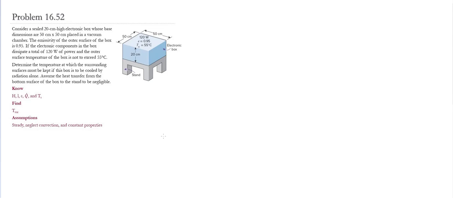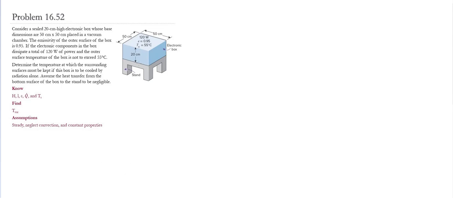We need to determine the temperature at which the surrounding surface must be kept if the box is to be cooled by radiation alone. Assume that the heat transfer from the bottom surface of the box to the stand is negligible. Note that it says that the box is placed in vacuum, which immediately tells you that there is not going to be any cooling due to convection, since convection requires a medium.